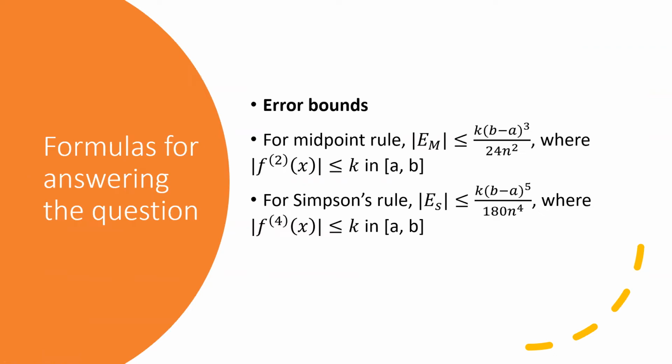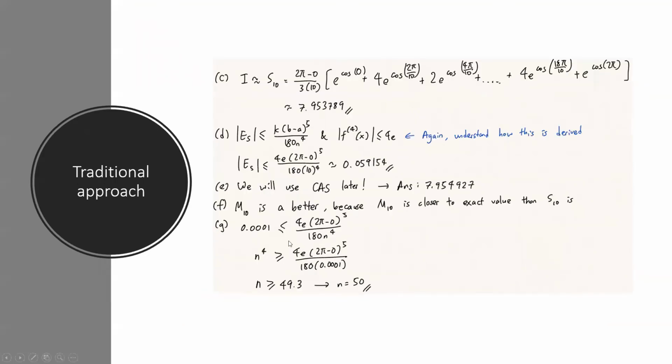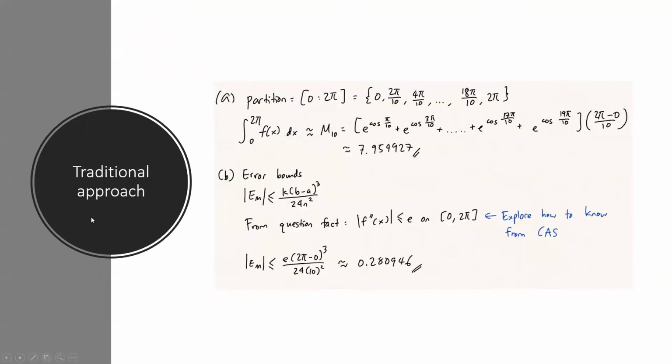The error bound of Simpson's rule, E sub S, is less than or equal to K times (b minus a) to the fifth over 180n to the fourth, where K is greater than or equal to the absolute value of the fourth derivative of f of x. When we use the traditional approach to solve this problem, we have to substitute the corresponding x into f of x several times. In this case, we find out what the subintervals are, substitute them into f of x, and use the formula we mentioned above to evaluate it.